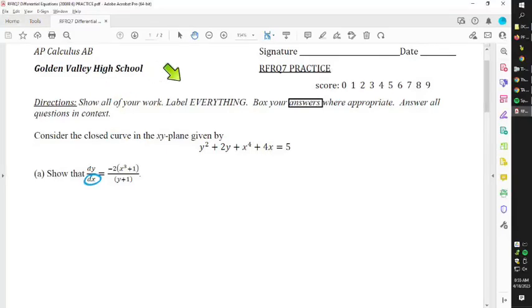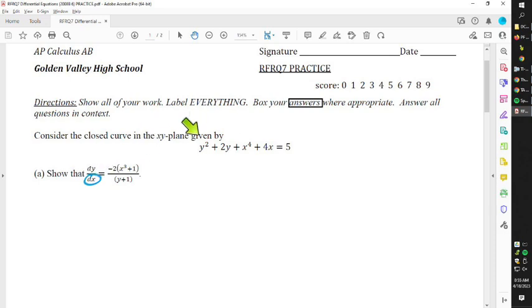All right, so for this one, it says consider this curve. There it is, defines this equation. And then the first question asks us to find dy dx, or to show that dy dx equals this. So to get dy dx, we have to derive with respect to x.